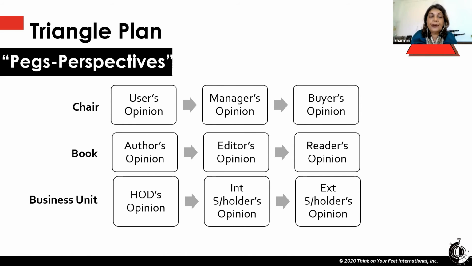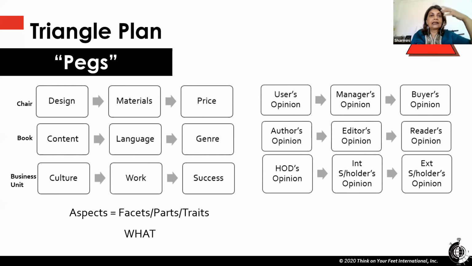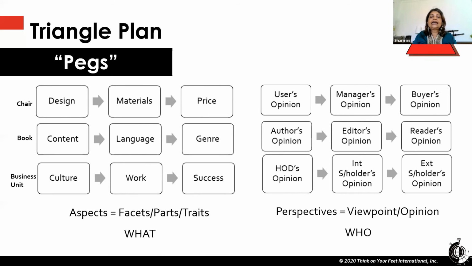It's the same topic, but we have 2 ways to talk about it in the triangle plan. I can go either aspects, the what, the descriptor, how do I describe the thing, the topic, or I can describe the perspective of different stakeholders, of opinions of people, or point of view of people.